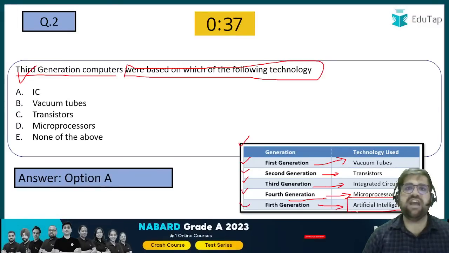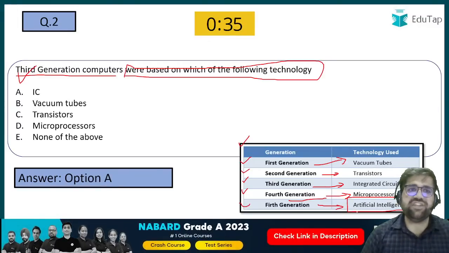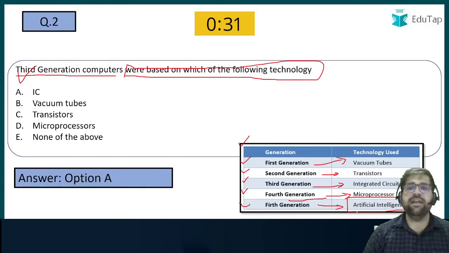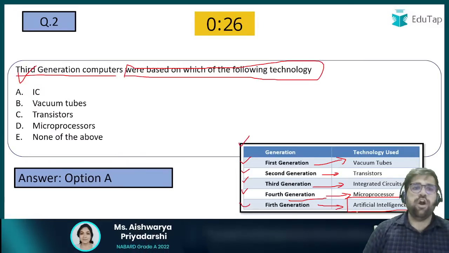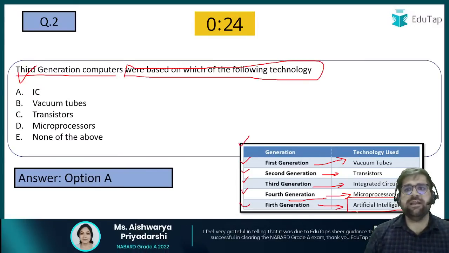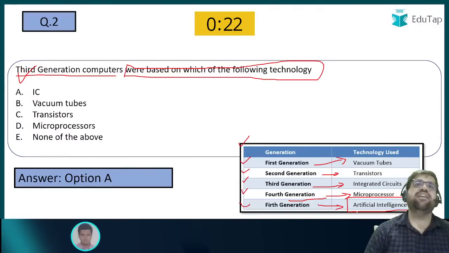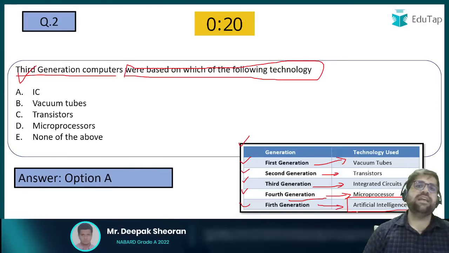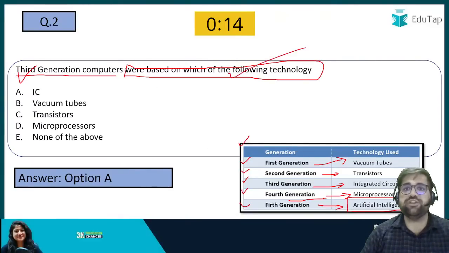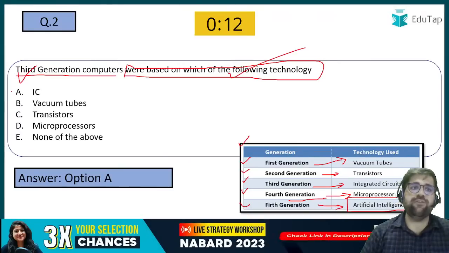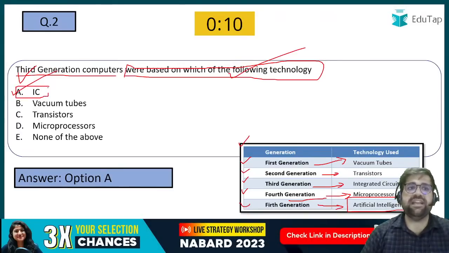For example, today we have ChatGPT. What is ChatGPT? That is your fifth generation computer. So mind you, currently we are living in the fifth generation of computer. If anyone asks you how many generations of computer there are, you have to say, sir, there are 5 generations of computer and currently we are in the fifth generation. Now, the question was regarding which technology the third generation of computers was based on. Therefore, the answer will be IC, that is your integrated circuit.